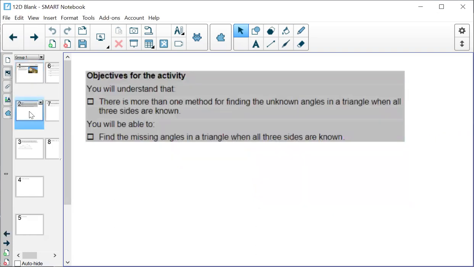Objectives for the activity. You will understand that there is more than one method for finding the unknown angles in a triangle when all three sides are known. You will be able to find the missing angles in a triangle when all three sides are known.